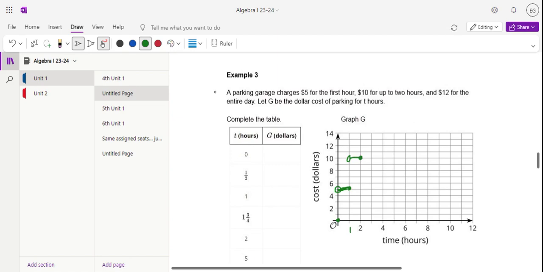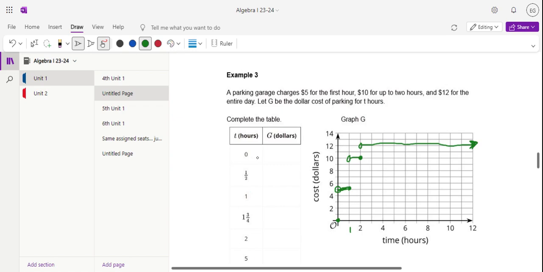And then $12 for the entire day. So $12 is the most. So at 2 hours, we're not going to pay $12. But as soon as we go beyond that, we're going to pay that $12. And this isn't the greatest drawing, but that's the idea for this. Now it says for the entire day, so I guess we'd put an arrow on the end here to include that we're going to keep going from there.